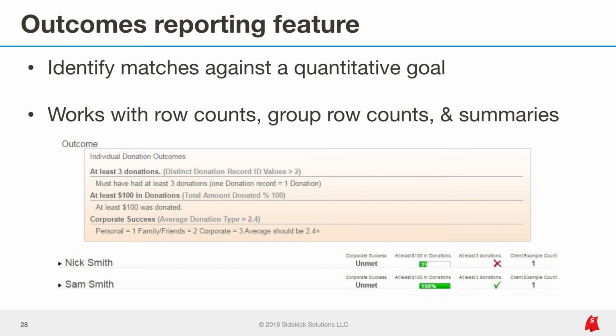So first off, what is outcomes reporting? This is something that's available with all Apricot licenses. Enabling outcomes in a report section allows you to set a benchmark and then see if a row count, group count, or summary total matches that benchmark. So the outcomes tool can add a met, unmet status, which you'll see here.